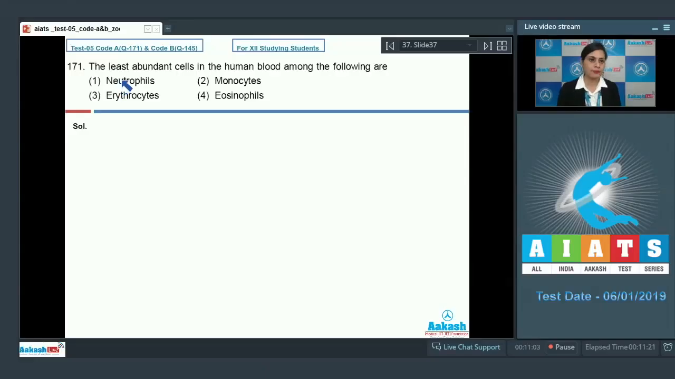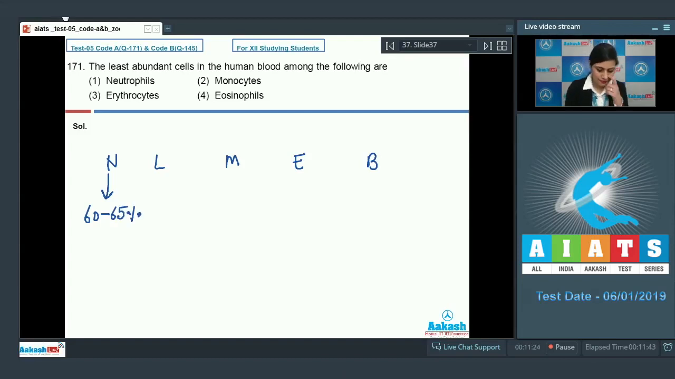Question number 171. The least abundant cells in the human blood among the following are... The blood cells are: never let monkey eat banana. The most abundant cells are neutrophils, which are nearly 60 to 65%. These are neutrophils.